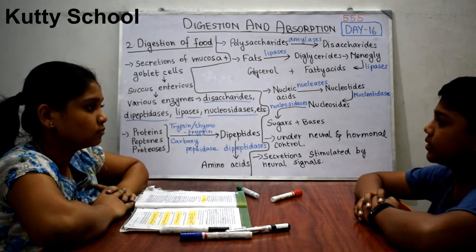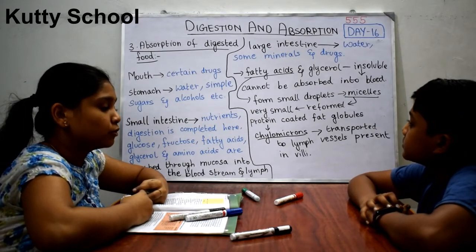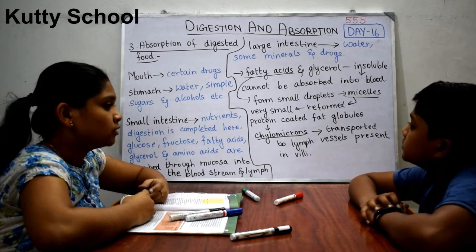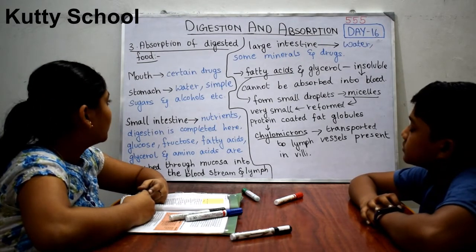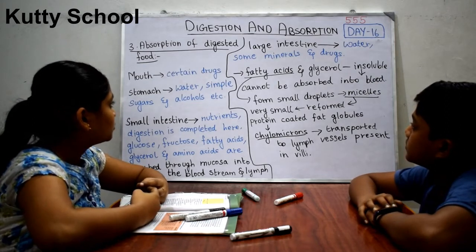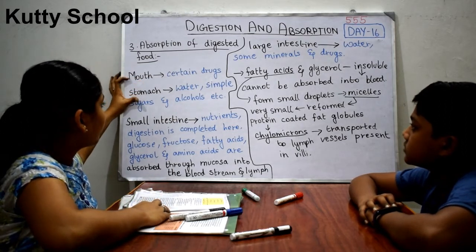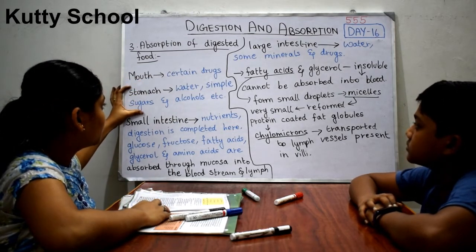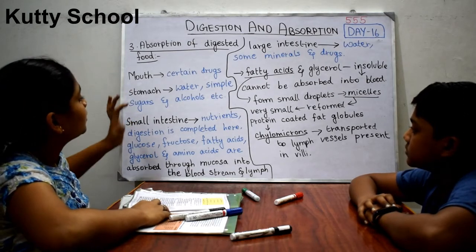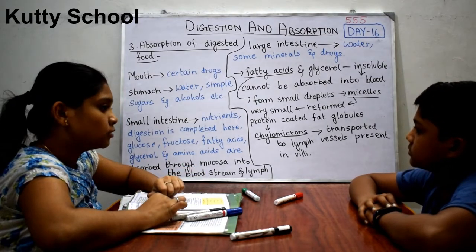Third topic. Now we are going to see absorption of digested food. Okay. So here absorption occurs in various regions, starting from mouth, stomach, small intestine, large intestine and everything. In mouth, certain drugs are absorbed, and in stomach, water, simple sugars and alcohols are absorbed. In small intestine, most of the nutrients. So the main absorption takes place in small intestine.